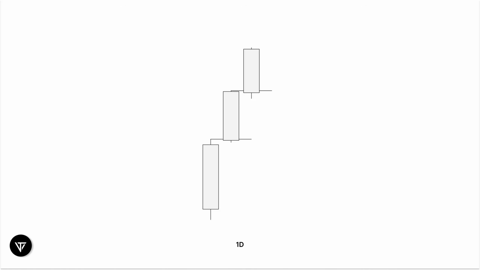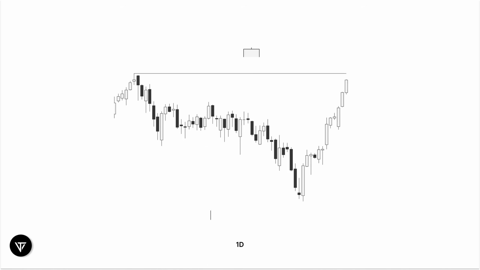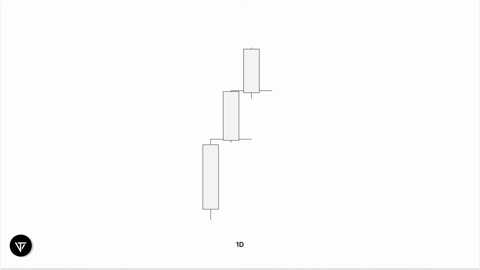All right, let's get right down to a live example of this. We are starting off top down on the daily chart. Take a look at the higher time frame context. The market has been heavily bullish, and we have an obvious draw on liquidity resting right here at this daily high. That is our ultimate target.